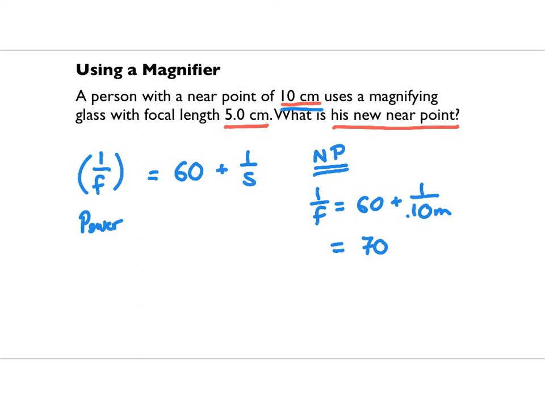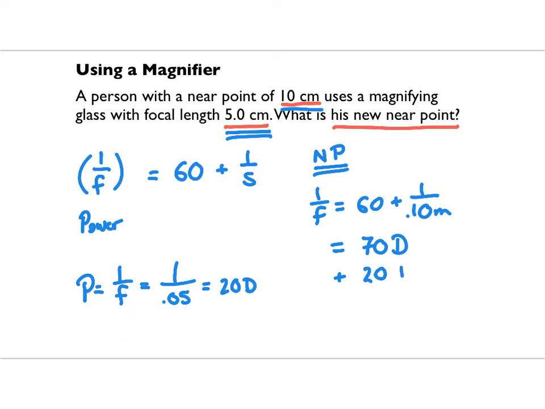But I stick in front of that a magnifying glass with a focal length of 5 centimeters. Well, the power of the magnifying glass is 1 over f, 1 over 0.05 meters. And remember, since I want a power in diopters, distances have to be in meters, is 20 diopters. So I take my 70 diopters of my near point, and to it I add 20 diopters. And if I take two lenses and stick them next to each other, the total power is just the sum of these two. So I have a total imaging system with a power of 90 diopters.